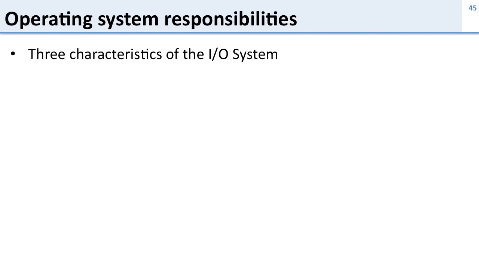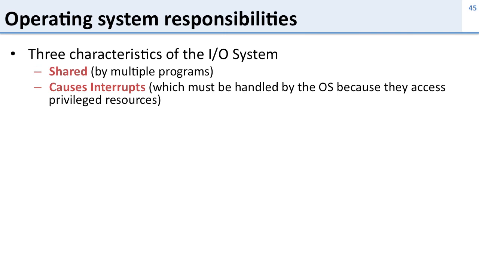So what is the operating system's responsibility with respect to I/O? So the I/O system has three characteristics, and the operating system is responsible for taking care of these. The first is that it's shared. So we have multiple programs running on our computer, and they all share the same I/O system. They share the same network, the same disk, the same keyboard. The I/O system causes interrupts, and these have to be handled by the operating system because they're privileged resources.